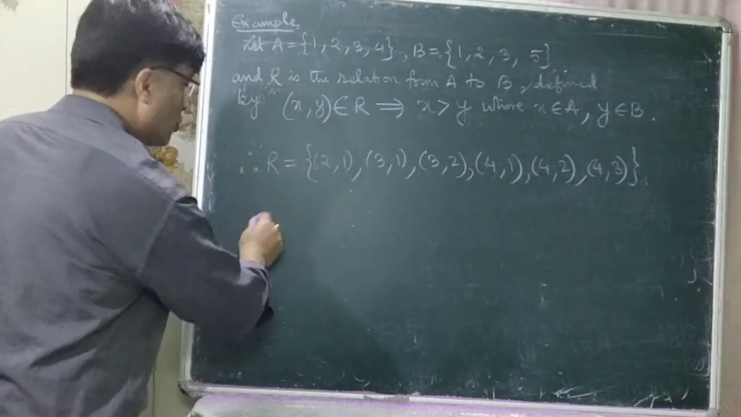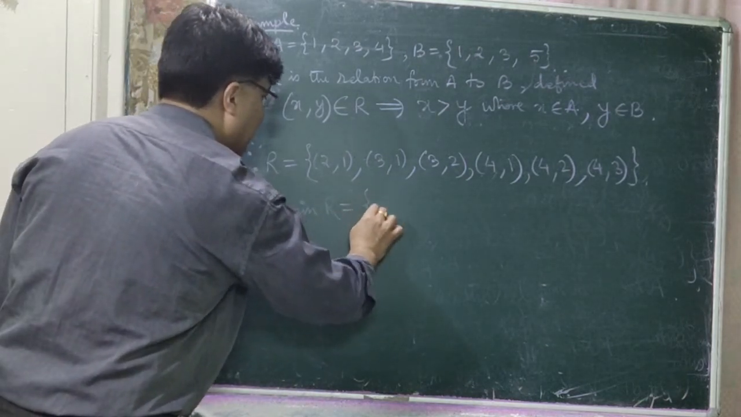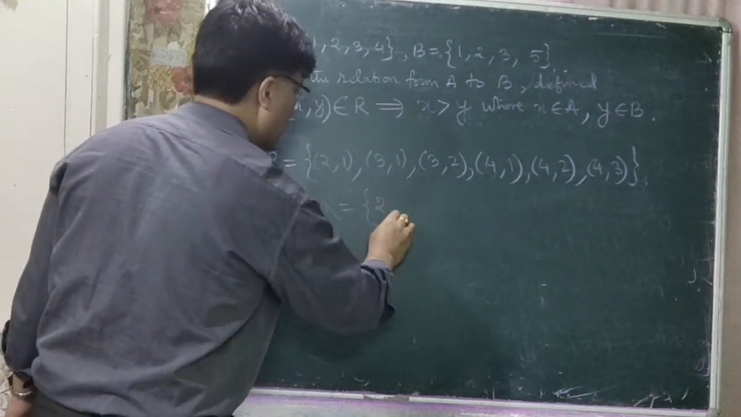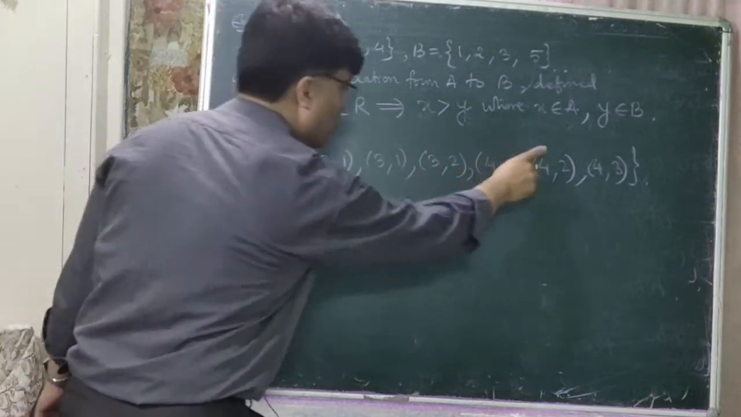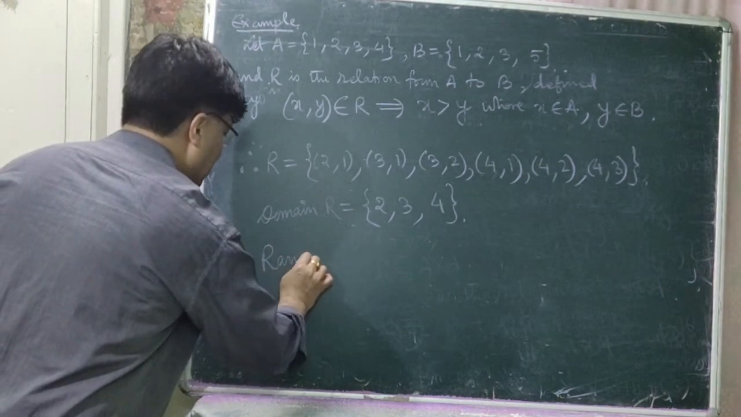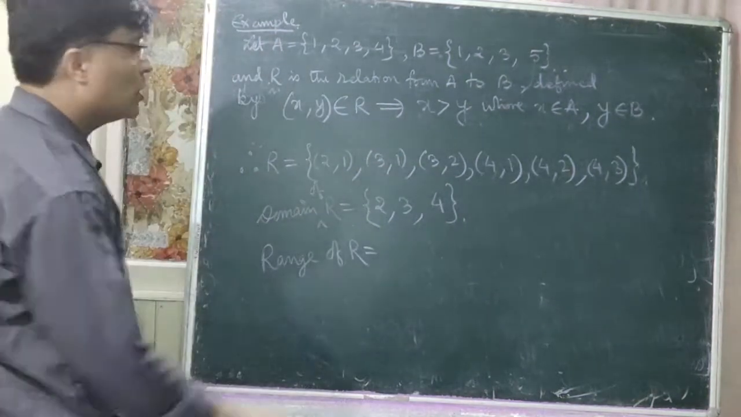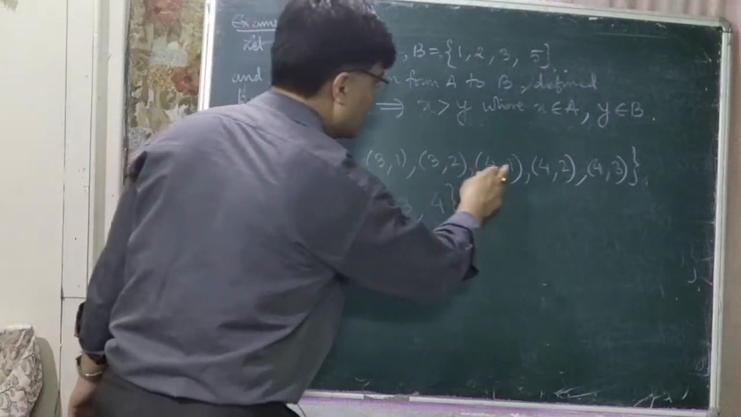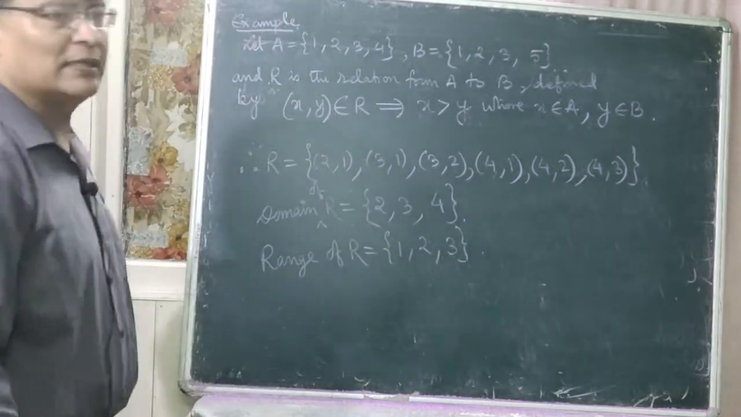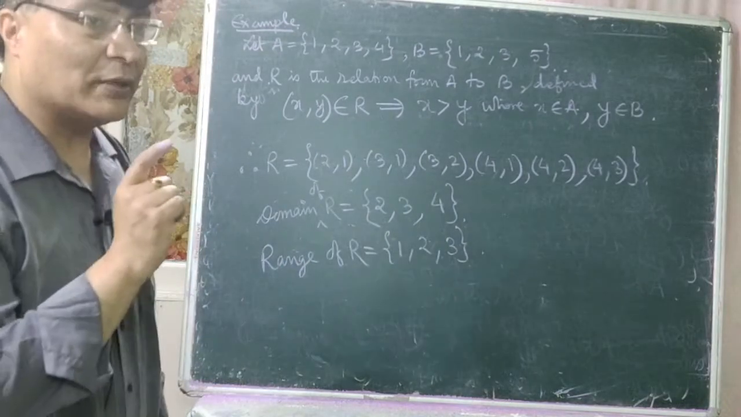Okay, so now you can find out the domain of R. What is domain of R here? You know that the first element is known as the domain of R, which is the first element out here. You do not write the repeated element again: it is 2, 3, 4. This is the domain of R. So what is the range of R? Range of R means the second elements. Which second elements are there here? 1, 2, 3. It is 1, 2, 3. Is that clear to all of you? I think you have understood it. Okay, so now find the inverse relation.